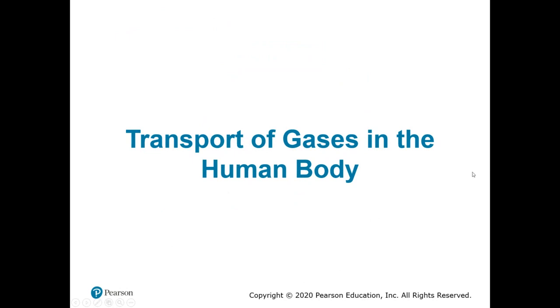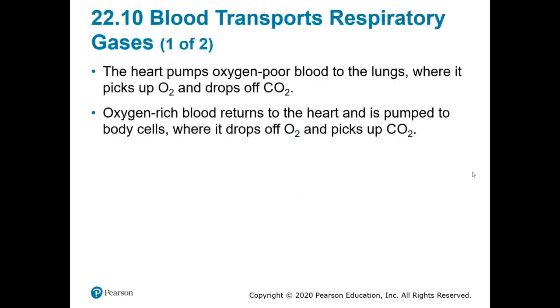Right, so now we've looked at getting oxygen into the bloodstream and CO2 out. Now we need to transport it, and we do this with our circulatory system. The heart pumps oxygen-poor blood to the lung, where it picks up oxygen and drops off the CO2 waste product. Then the oxygen-rich blood returns to the heart, and it's pumped to the body cells, where it drops off oxygen and picks up CO2.